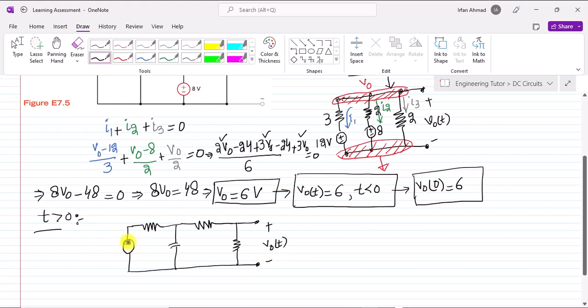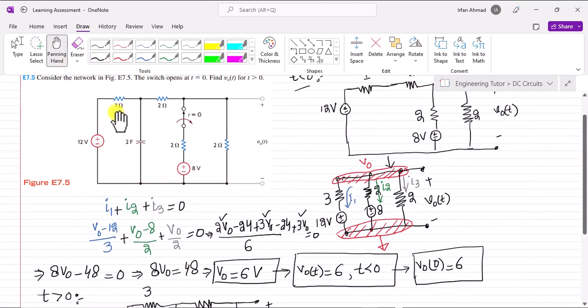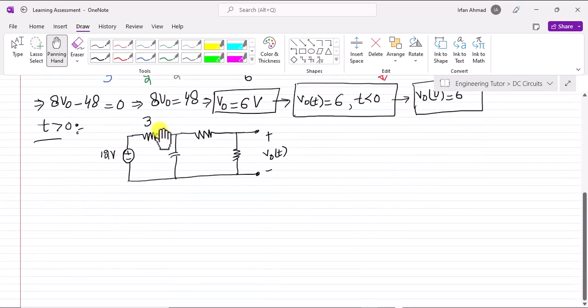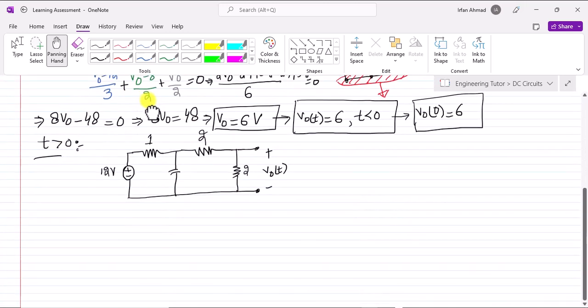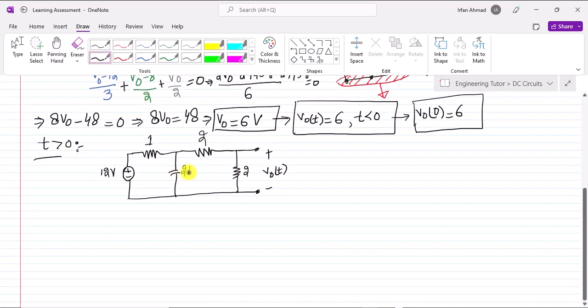So the value of this is basically 12 volts, this is 3 ohm, and similarly let me take a look here, this is 1 ohm while this one is 2 ohm, this one is also 2 ohm. So let me remove it. So this is now 1 ohm, this is 2 ohm, sorry, this is again 2 ohm, and here this capacitance is basically 2 farad. Okay, so that is now 2 farad.